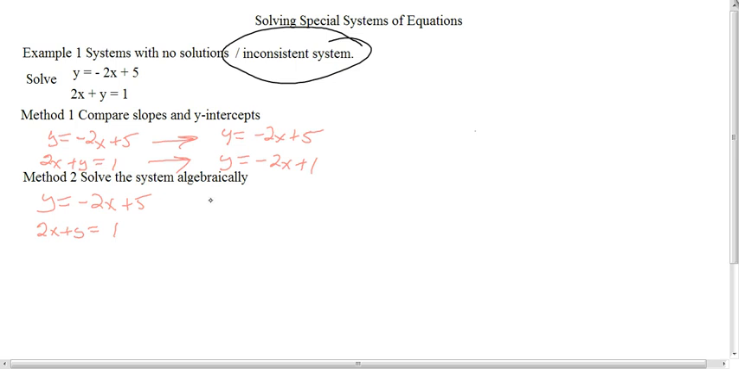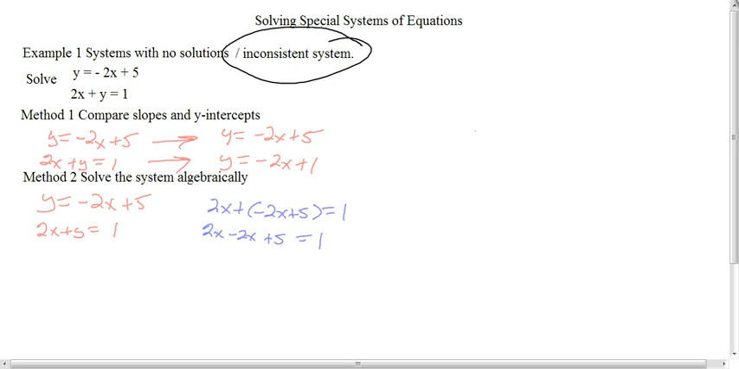So here we will have 2x plus, and y is negative 2x plus 5, and that's going to equal 1. So we're using this equation here. Okay, so now let's just go right ahead and deal with our like terms. So we have this plus a negative, so let's go ahead and write this out. It's 2x minus 2x plus 5 is equal to 1.